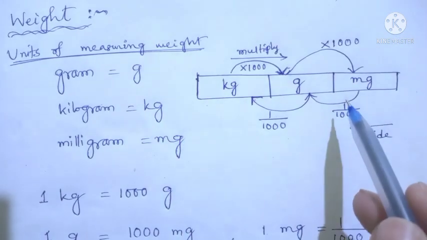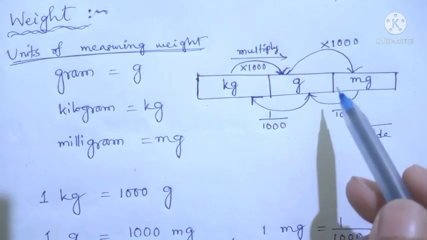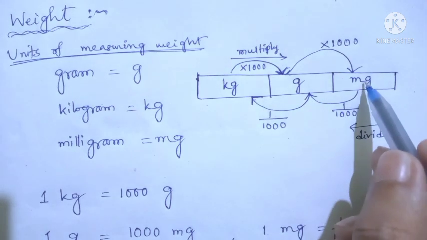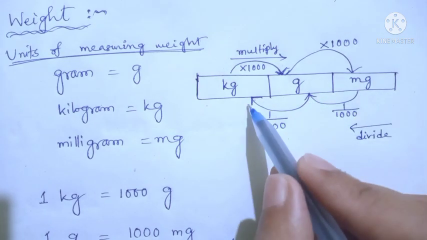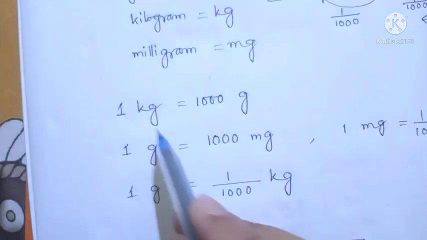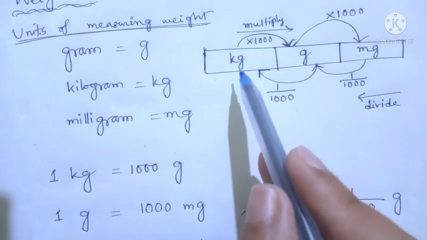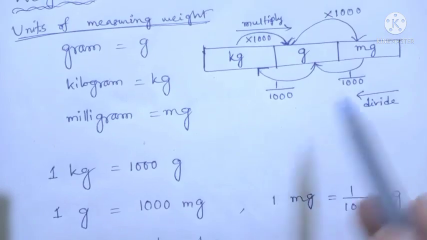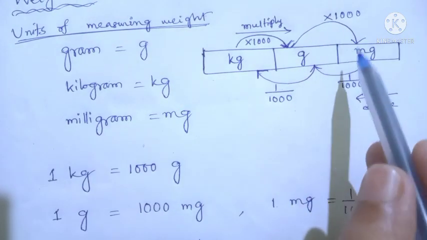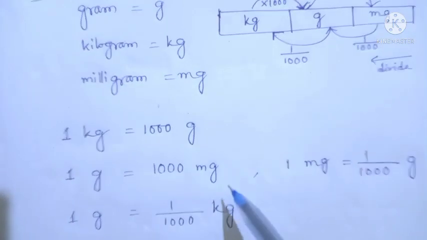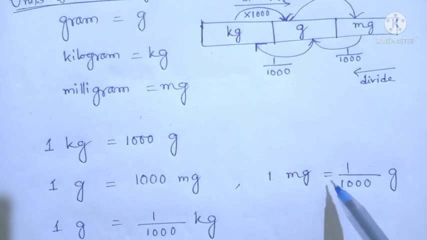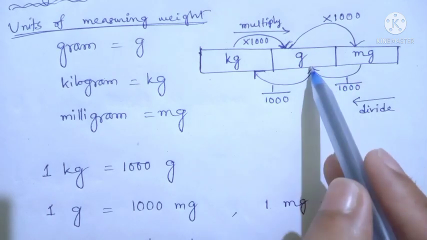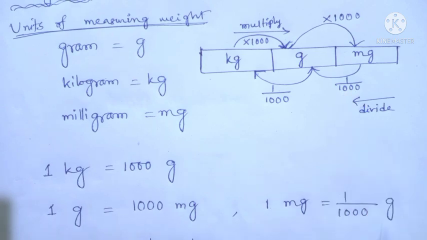For measuring unit of weight, you have to divide 1000 for each step if you want to convert smaller unit to bigger unit. Okay, just like this. So 1 kg equal to how many gram? One step, that means 1000 gram. 1 gram, how many milligram? 1000, because one step. Just like that, 1 mg equal to, mg is smaller unit and g is bigger, so you have to divide. Okay, so one step, so 1 by 1000 only.